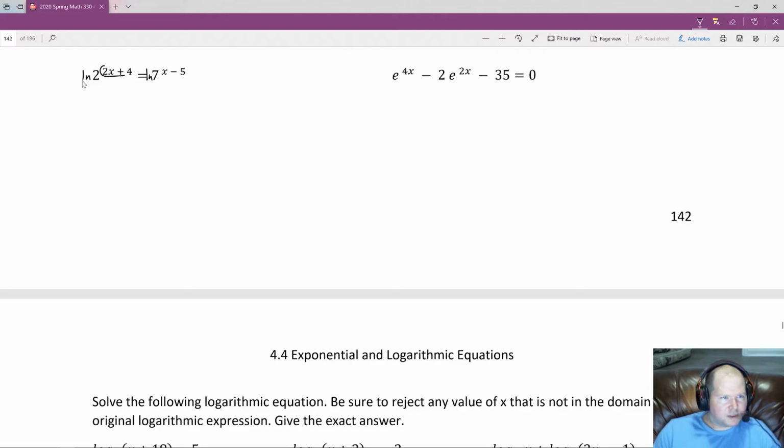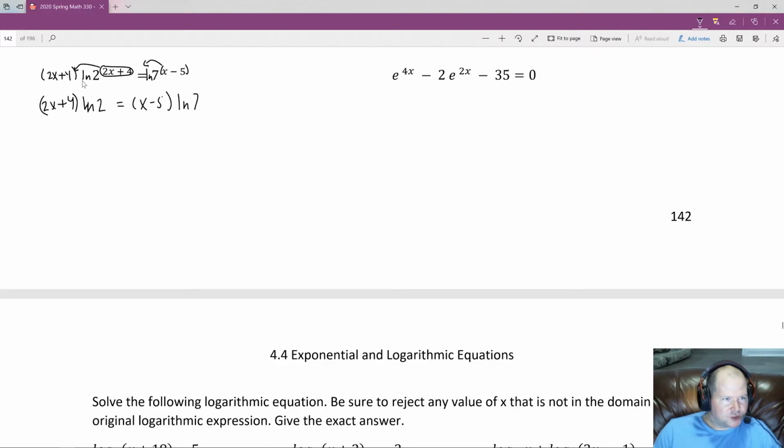That will allow us to pull this exponent down to the front, which in this case would give us 2x plus 4 in front. And in the other case, we're just going to pull this entire x minus 5 to the front as well. So we end up with 2x plus 4 times the natural log of 2 is equal to x minus 5 times the natural log of 7.